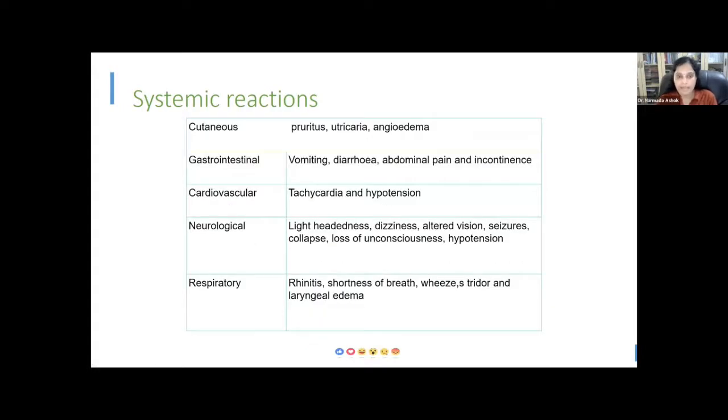Now, in the systemic reaction, as we said, the cutaneous features are pruritus, urticaria, and angioedema. But some people, without the cutaneous reaction, will have GI, cardiovascular, neurological, and respiratory symptoms. Cardiovascular, they can produce tachycardia and hypotension. Neurological, lightheadedness and dizziness can occur, and respiratory, rhinitis and shortness of breath.